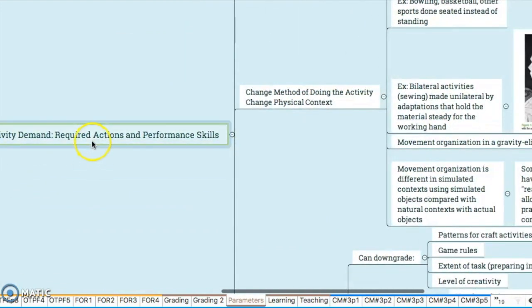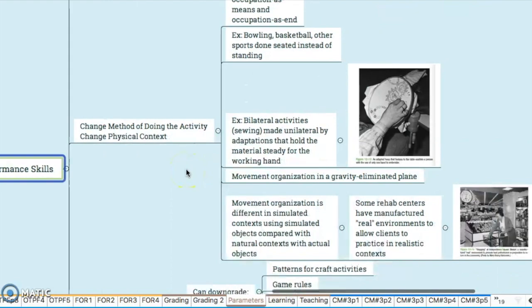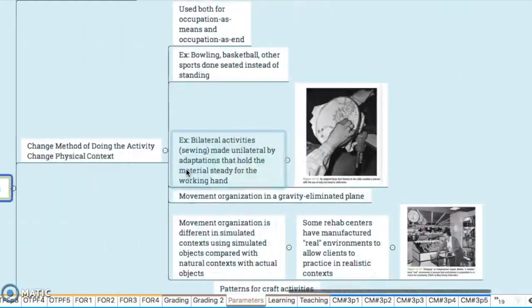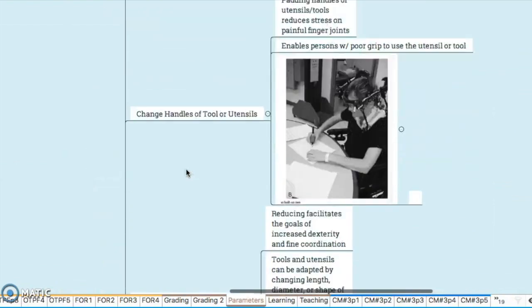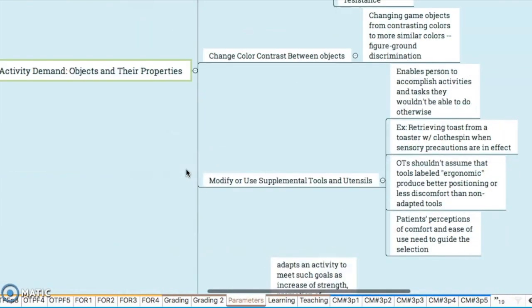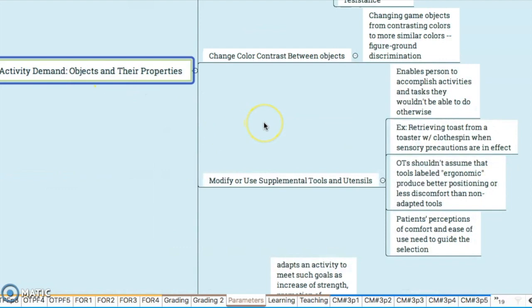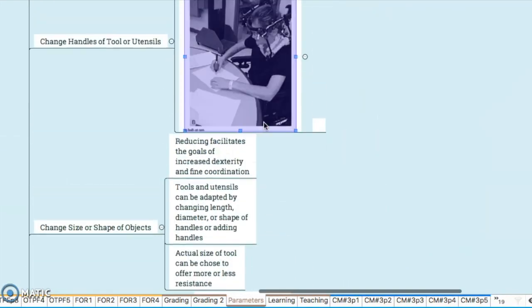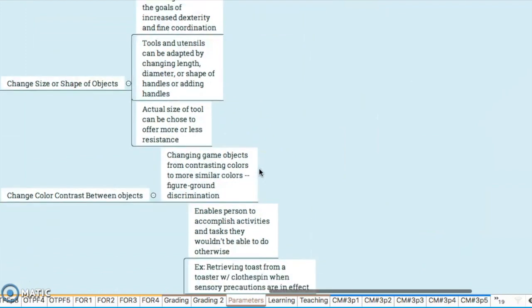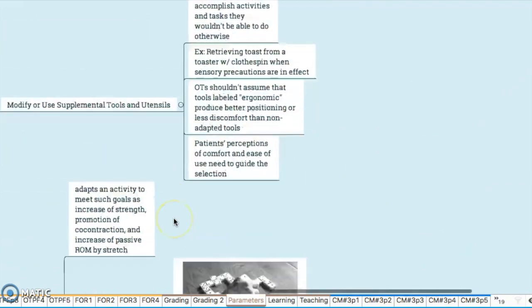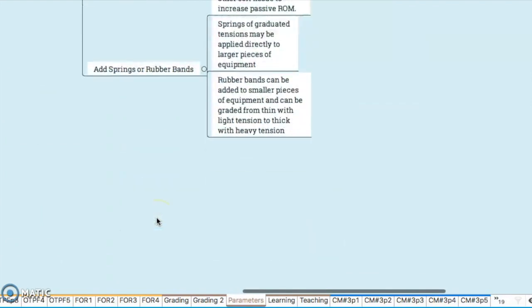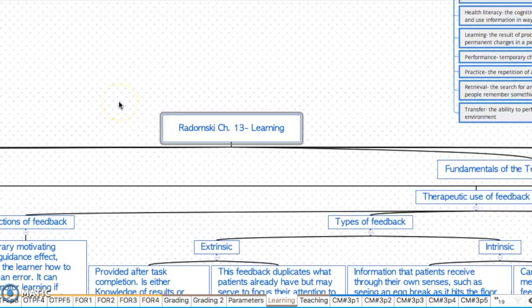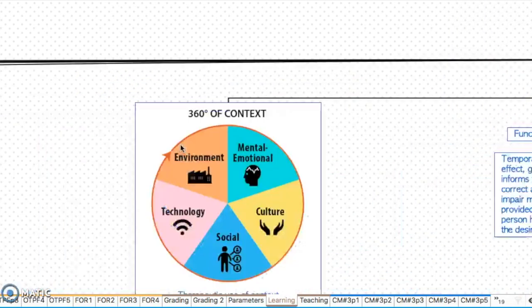And we have here activity demand, required actions and performance skills, and how to adapt activity demands. And we have activity demand, objects and their properties, and how to grade objects and their properties based on size or shape, color contrast, the use of supplemental tools and utensils, weights. Next, I will be discussing Radomski Chapter 13, our concept map focused on learning.